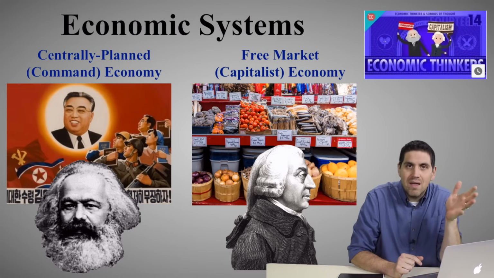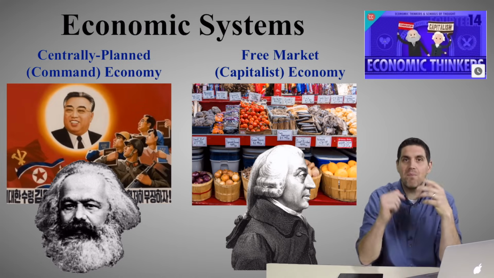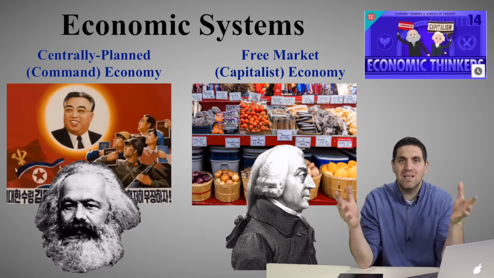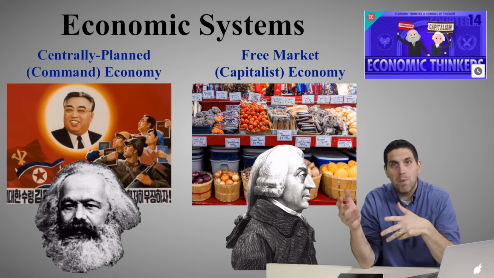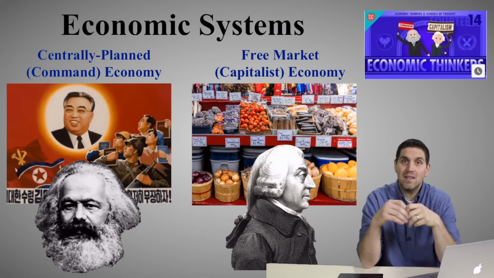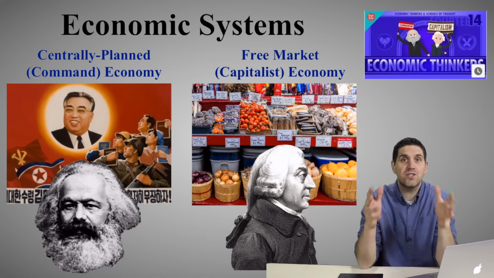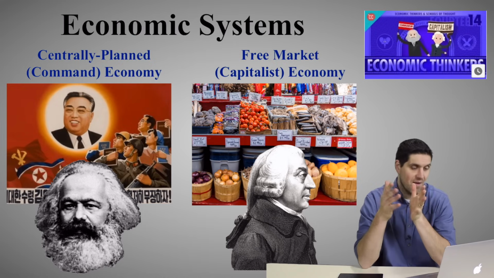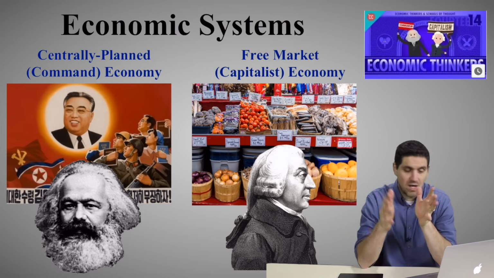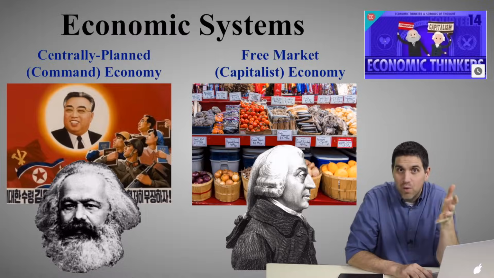Now, free market, or capitalist, economies come from the ideas of a guy named Adam Smith. He basically said, let individuals decide what to produce and how to produce it and who gets it, and let the market do it all. That's called capitalism. Now, your standard AP or college introductory course is going to talk about free market economies. They're going to focus on those because really that's what most of the world is doing.